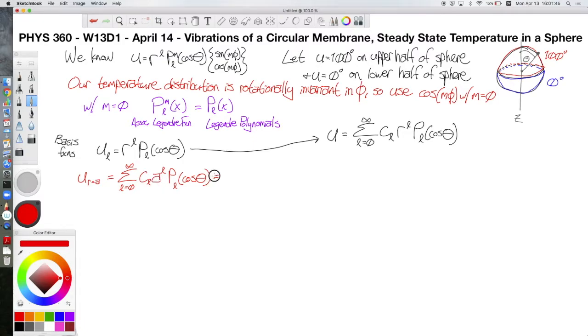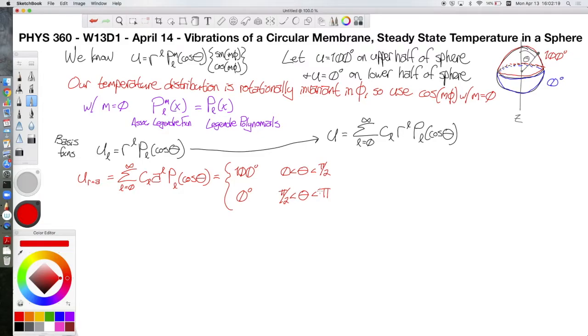And we know this has to equal 100 degrees on the top half of the sphere or 0 degrees on the bottom half of the sphere. So let's think about how we can write this down mathematically. Well, we could write this down in terms of theta, again, the angle from the z-axis. The upper half of the sphere is when theta is between 0 and pi over 2. And the lower half of the sphere is when theta is between pi over 2 and pi.